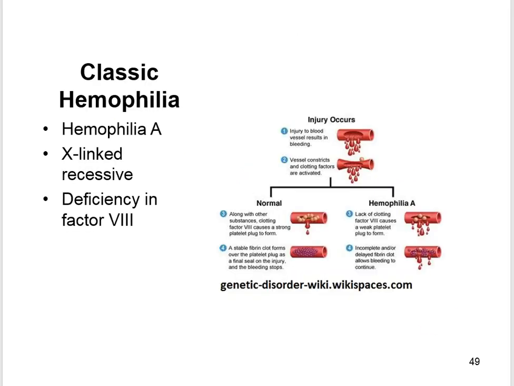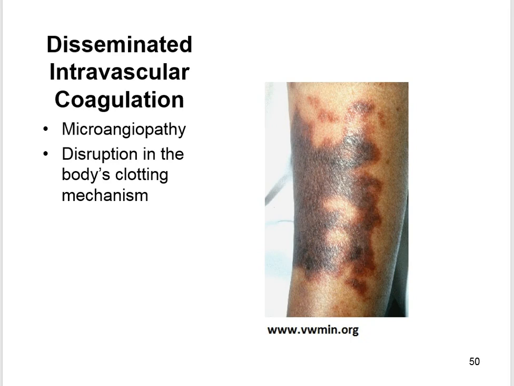The classic hemophilia is hemophilia A. It's X-linked recessive, and it's a deficiency in factor VIII. This is a hereditary bleeding disorder. So you'll have decreased factor VIII activity, a normal PT, a normal bleeding time, a normal fibrinogen level, and an increased PTT. Remember that PTT was for the intrinsic system.